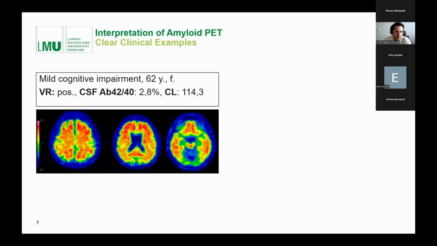And first, I will show you some clear clinical examples. Here in this case, it is very easy to see that all the amyloid goes out to the edge of the cortex in a mild cognitively impaired 62-year-old female. Also, the CSF A-beta ratio was rather clear. Considering our data where we have established these two cutoffs, the CSF may have been enough for a first diagnosis. But of course, if you want to treat a patient with anti-amyloid treatment, it is important to still get the centiloid values to have a baseline before the treatment. But a very clear case.